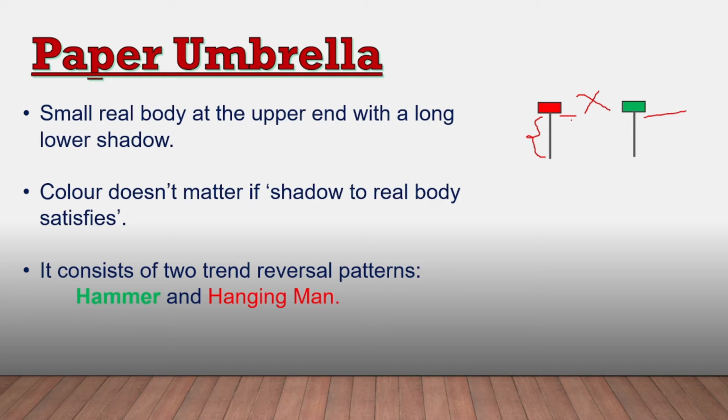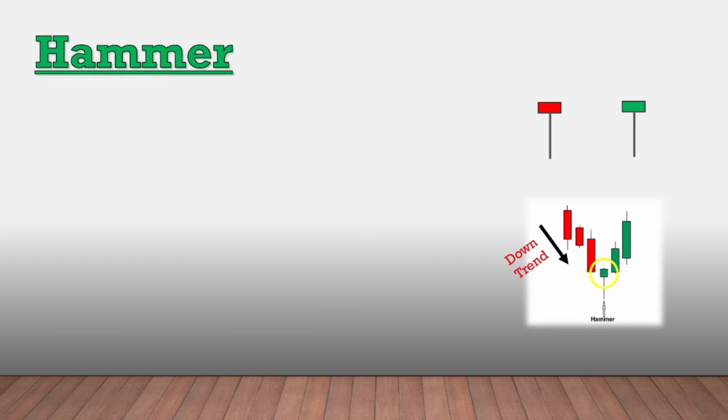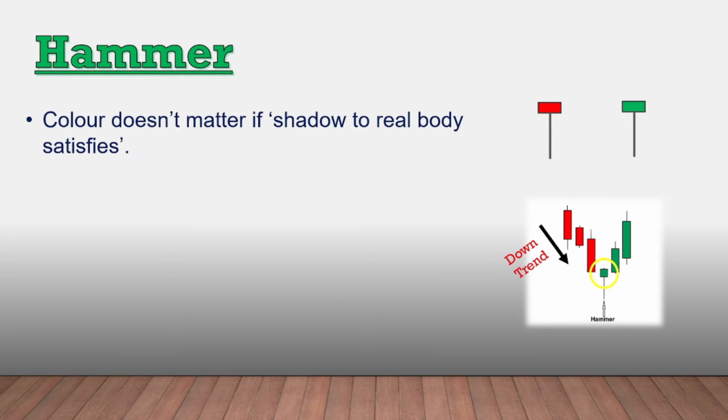Now the interpretation of the paper umbrella changes based on where it appears on the chart. It consists of two trend reversal patterns mainly: one is the hammer and the other is the hanging man. We'll be discussing these candlesticks in detail. Let us first analyze the hammer. If the paper umbrella appears at the bottom end of a downward rally, it is called a hammer.